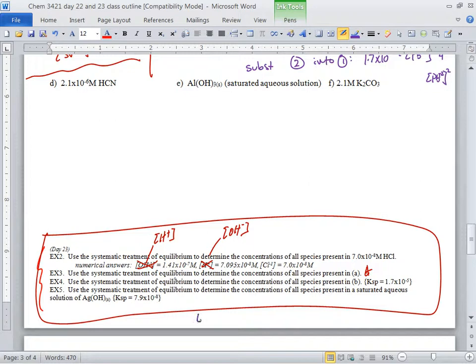And then I'm going to add an EX6, and that's just solve D. Solve which one, D? D. Because there's not much left for you to do. D would be good practice. You'll have to look up the what for D? Not KSP, KA, yeah.